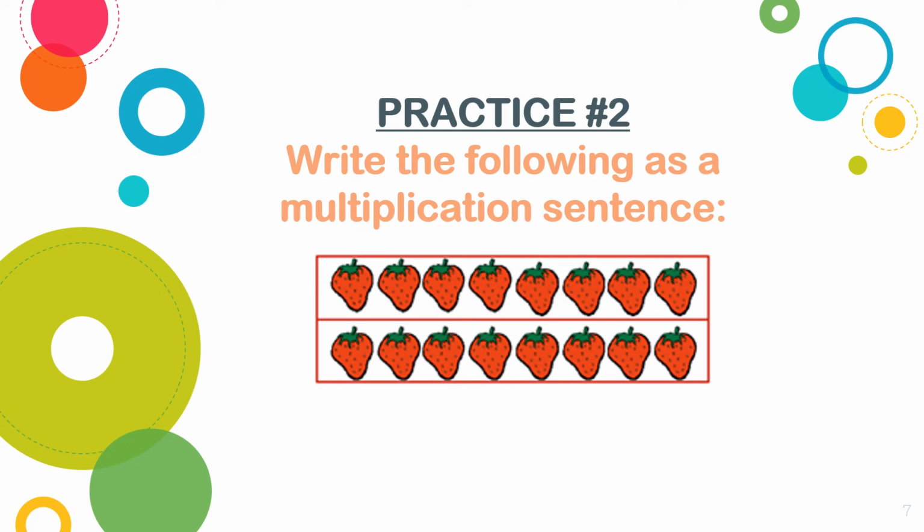All right, we have how many rows? 1, 2. 2 rows of strawberries, and we have 1, 2, 3, 4, 5, 6, 7, 8. 8 strawberries in each row. So we have 2 groups of 8. So we're going to write 2 times 8. And what is the total for that? 2 times 8, or 8 plus 8, and that equals 16.